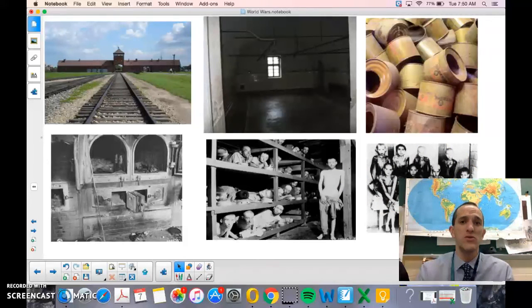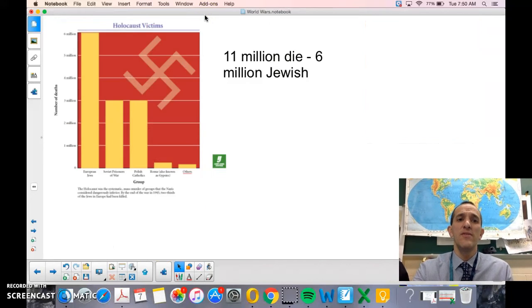Just a quick overview, just to remind you if you're ever reviewing this stuff, some of the stuff we're looking at. In the Holocaust as a whole, we're going to see 11 million people die. 6 million of those 11 are Jewish. The other 5 million are people who are prisoners. We have other people who were captured during war.